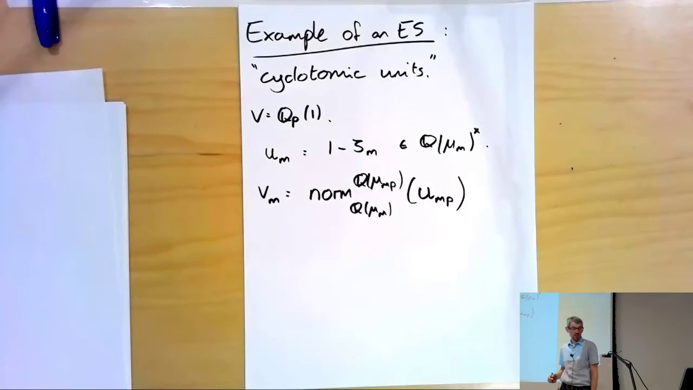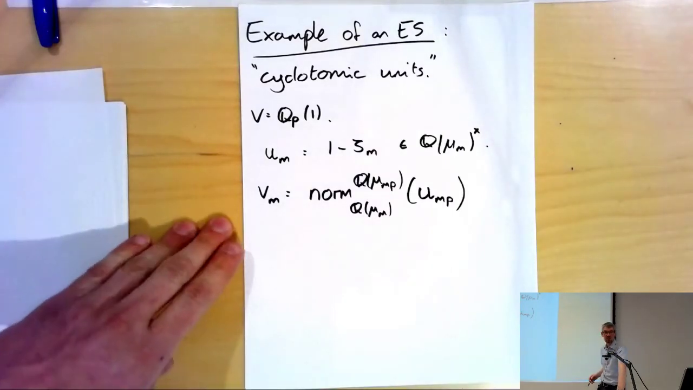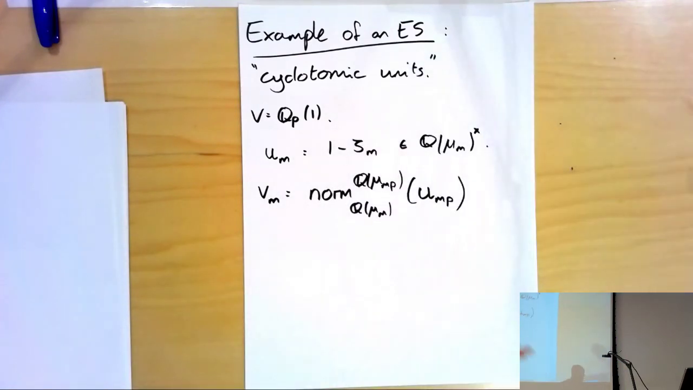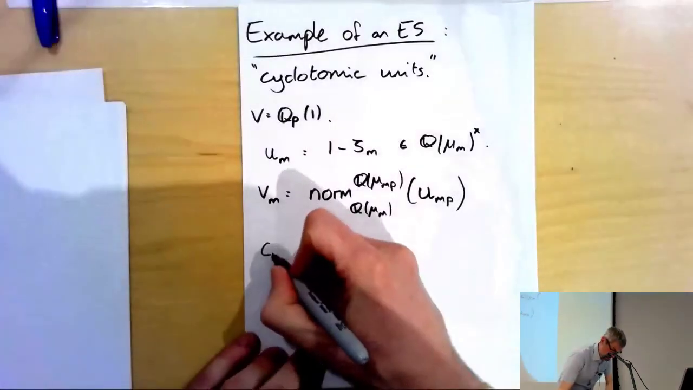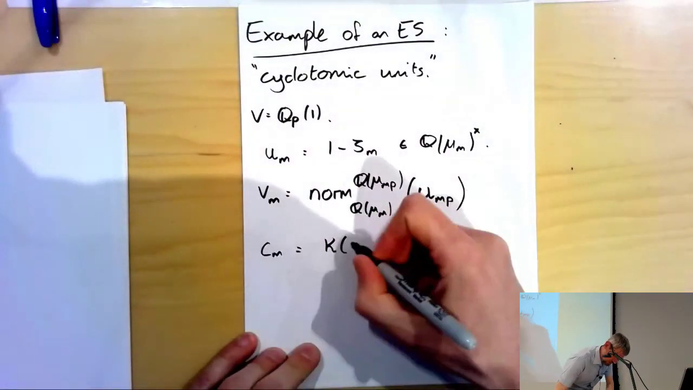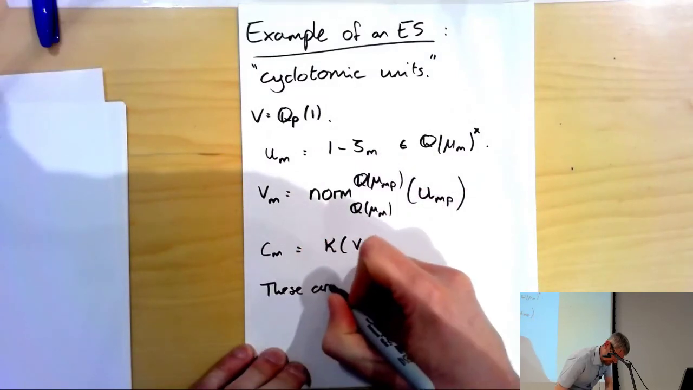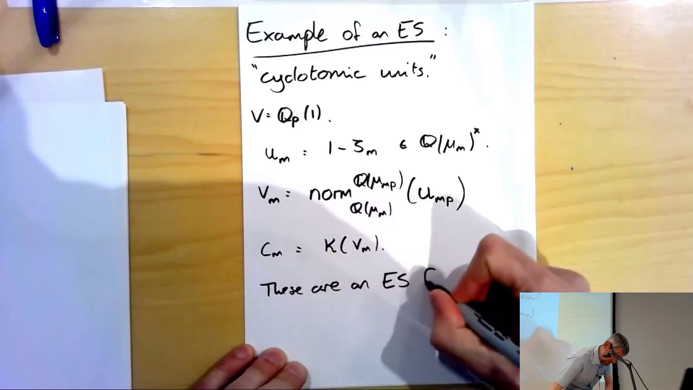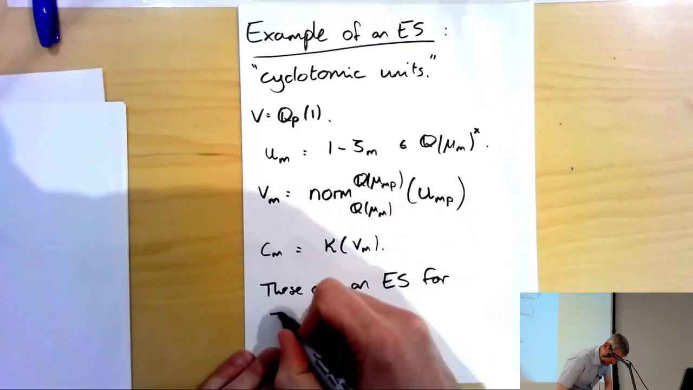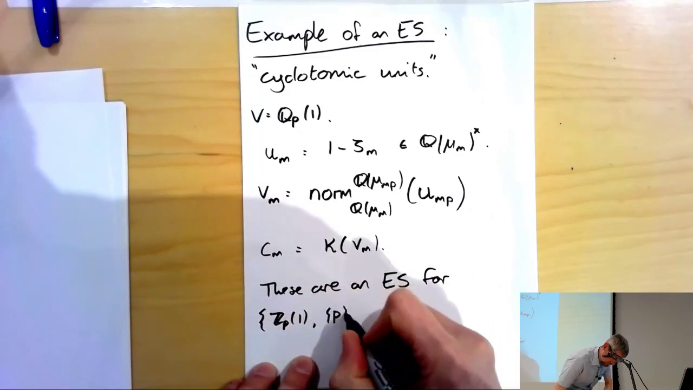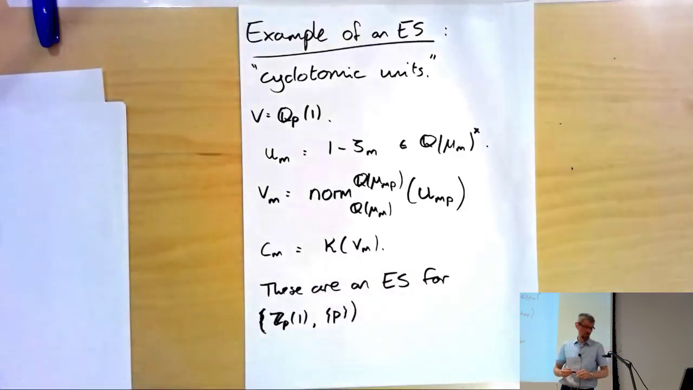And we define a new unit, and if P divides M, this is actually the same as U_m, but it's slightly different if P doesn't divide M. What we've done is we've killed the Euler factor at the prime P. This is an Euler system for T being ZP(1) and Sigma being just the set {P}.